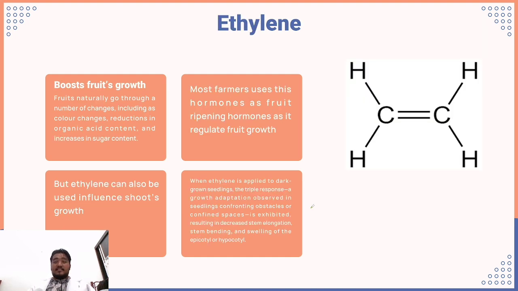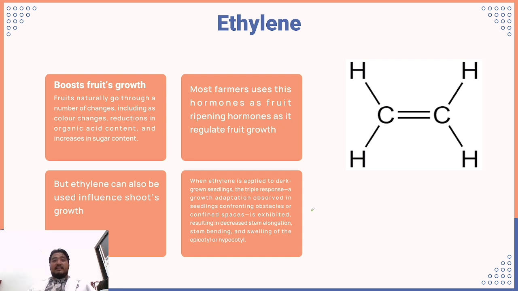And last but not least, we'll talk about ethylene. The main purpose of ethylene is to boost fruit growth. Fruits naturally go through a number of changes, including color changes, reduction in organic acid content, and increases in sugar content. Most farmers use this hormone as a fruit ripening hormone as it regulates fruit growth. But sometimes ethylene can also be used to influence shoot growth.